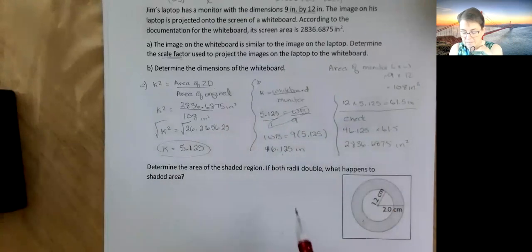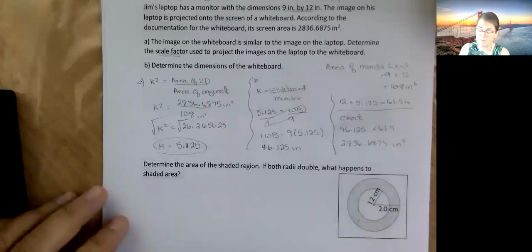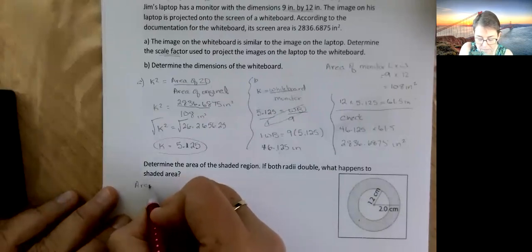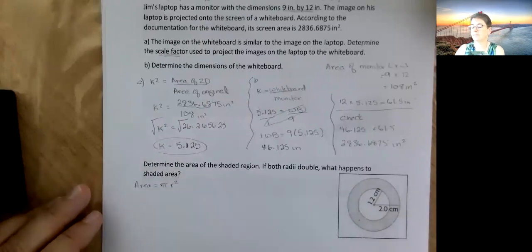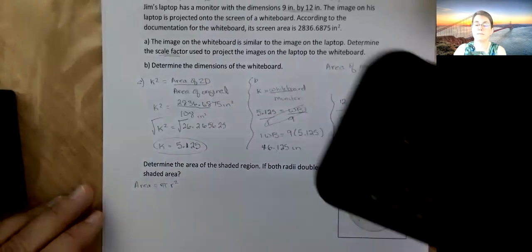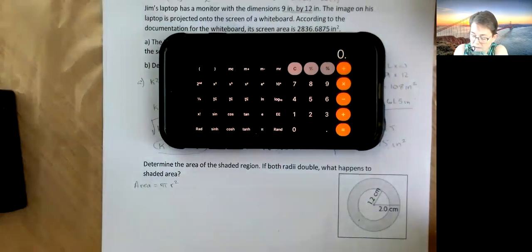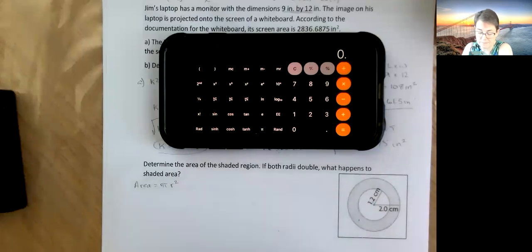Determine the area of the shaded region. If both radii double, what happens to the shaded area? Well, another thing that your textbook just assumed, well, I think it's in the textbook somewhere: area of a circle is equal to pi r squared. And I just found out if I turn my calculator sideways, I have a pi. So to find that shaded area, we're going to find the area of the big one, and then what? Exactly, subtract the area of the smaller one.